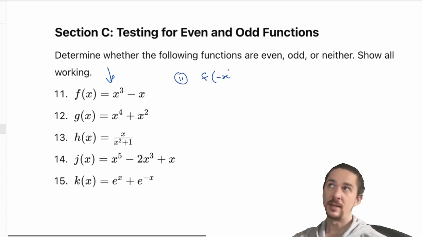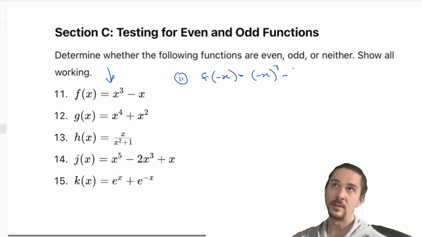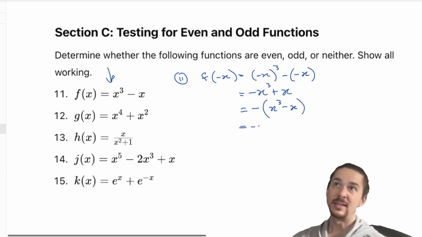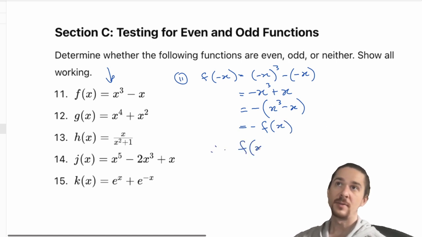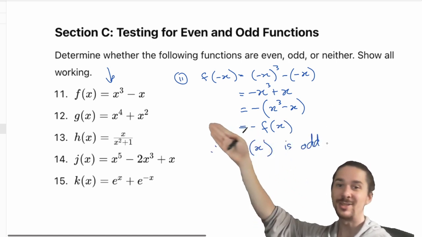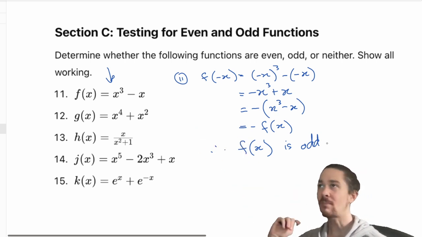f of negative x equals negative x cubed minus negative x equals negative x cubed plus x equals negative f of x. So if f of negative x equals negative f of x equals negative x cubed minus x, therefore it is negative f of x. If f of negative x equals negative f of x, we say therefore f of x is odd. That's a lot more work than just noticing that the powers are all odd, but you got to do what you got to do. Okay, question 12.